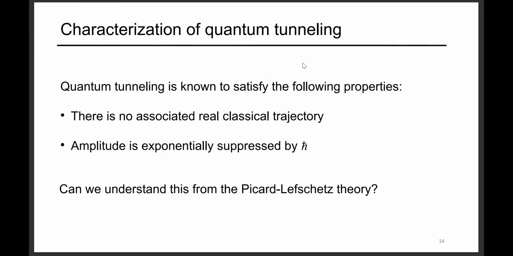And this is also another important result in our paper, and that is the characterization of quantum tunneling. So quantum tunneling is known to satisfy these properties. The first is that there is no associated real classical trajectory that describes quantum tunneling. And also the amplitude is exponentially suppressed in h bar. So the question is, can we understand this from the point of view of the Picard-Lefschetz theory?